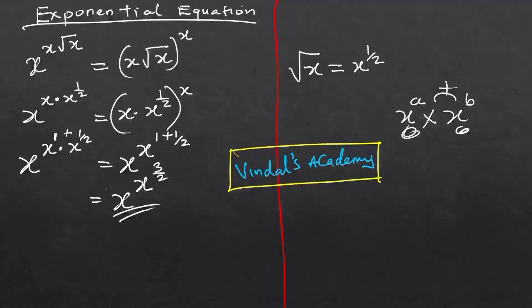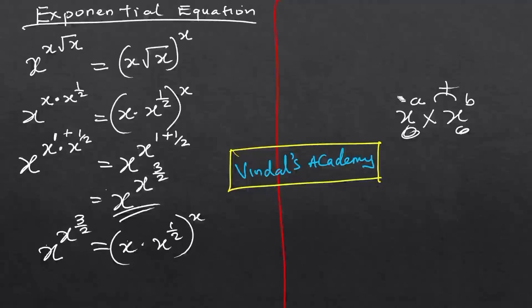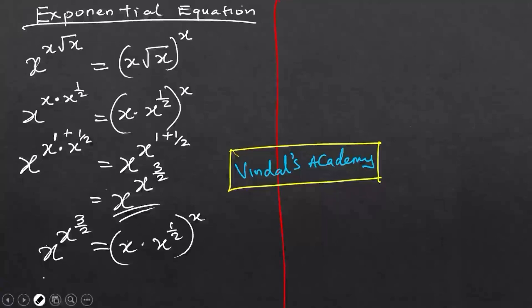All right. So I am going to have x raised to the power x raised to the power 3 over 2, is going to be equal to x dot x raised to the power 1 over 2, all raised to the power x. Now, it's not enough. Let's keep going. So I'm sure you're going to enjoy it. All you need to do is just stay within the confine of the normal principle. Let's go to the next.